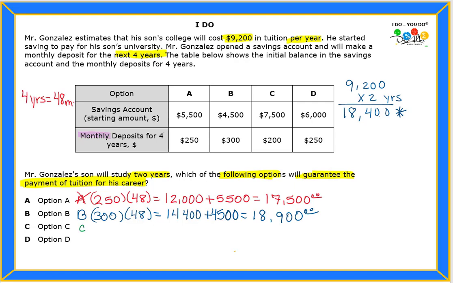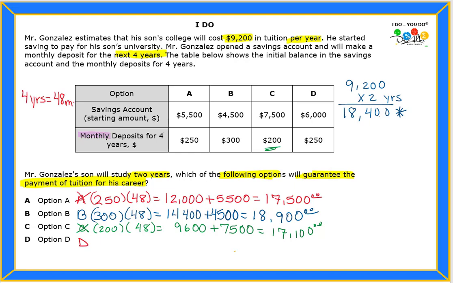How about C? Well, C, it's $200. It's still the 48 months, right? And that's gonna give me 9,600. I still need to add how much money they deposit, which is 7,500. That's a little bit more, right? Yes. Okay. But that still only gives you 17,100. So nope, that's not enough either, right? Okay. Let's go to D.